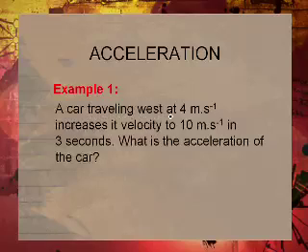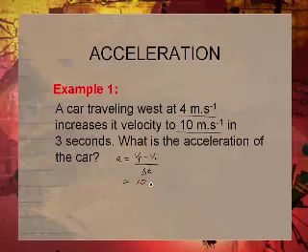A car traveling west at 4 meters per second increases its velocity to 10 meters per second in 3 seconds. What is its acceleration? Acceleration is v final minus v initial divided by delta t. So that will be equal to v final, which is 10 meters per second, minus v initial, which is 4 meters per second, in how long? In 3 seconds. So t is 3 seconds.